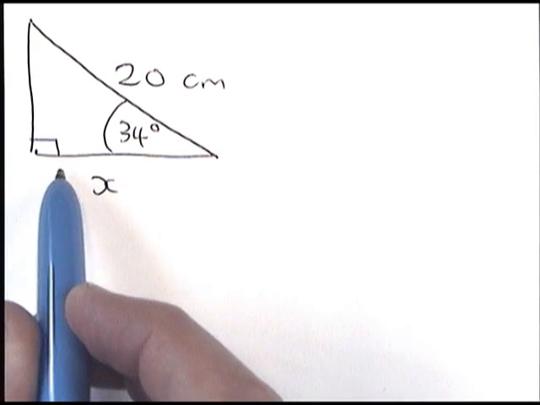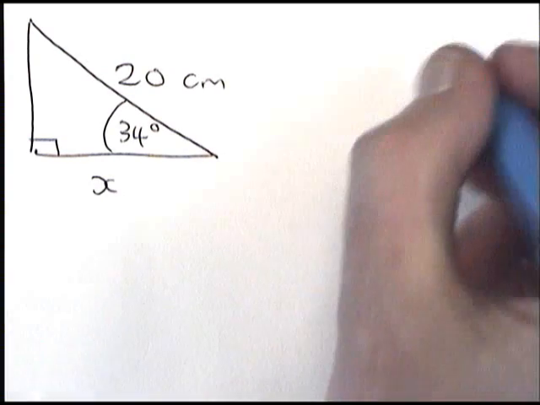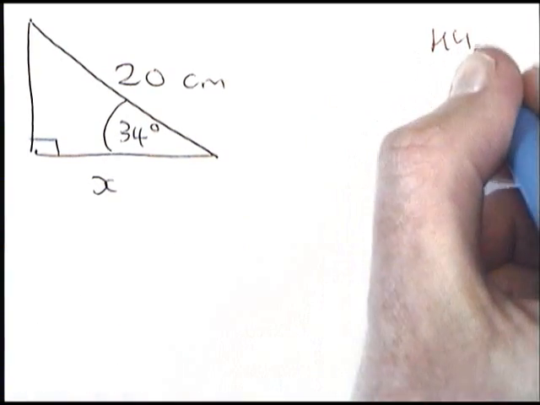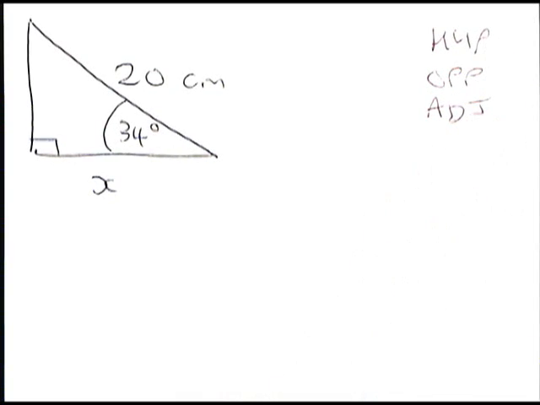In this question, we've got to find the length of the side along the bottom of the triangle. The first thing we've got to do in any of these questions is to label the sides either hyp, opp or adj. And the order to do it is best to go hyp, opp and adj. The hyp, short for hypotenuse, is the longest side.